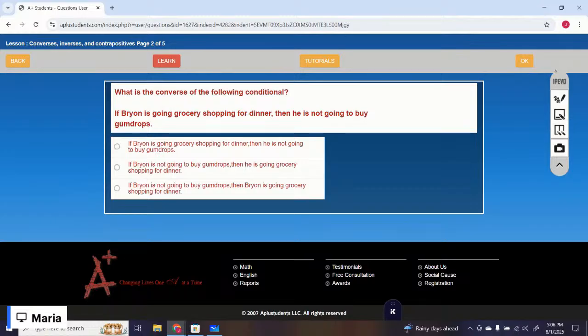What is the converse of the following conditional? If Brian is going grocery shopping for dinner, then he is not going to buy gumdrops. We need to find the converse of this one. If Brian is not going to buy gumdrops, then he is going grocery shopping for dinner. Option number two is the correct option.